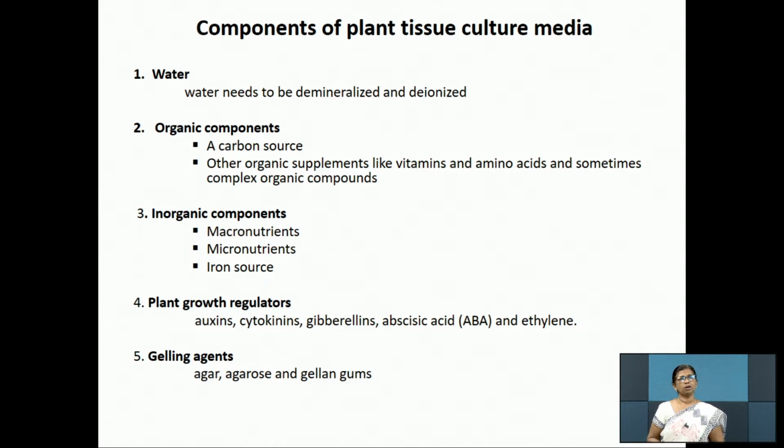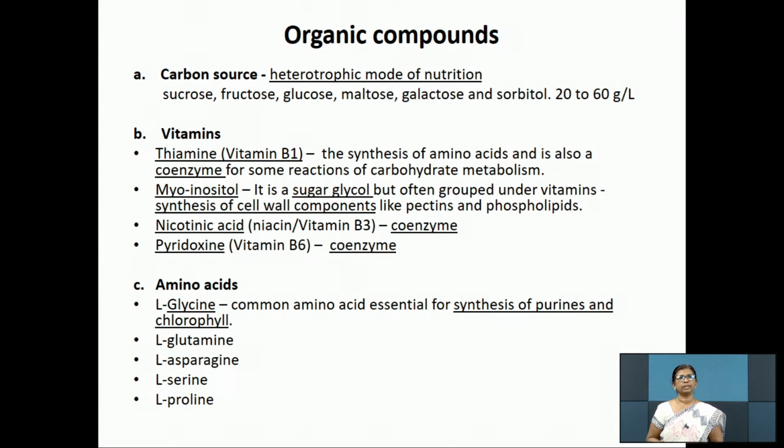Then next are the organic components, that is the carbon source, vitamins as well as amino acids, and also some complex organic substances are added. Next are the inorganic components, which comprise the macronutrients, micronutrients as well as the iron source. And fourthly, the plant growth regulators like auxins, cytokinins, gibberellins, abscisic acid and ethylene, and gelling agents are agar, agarose and gellan gum. We will elaborate on each and every component.